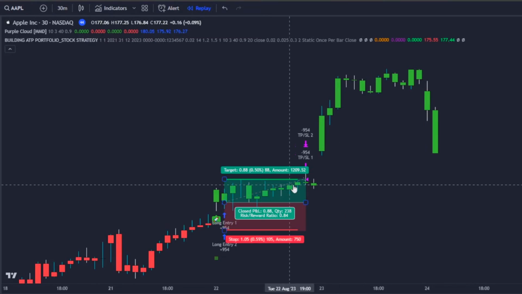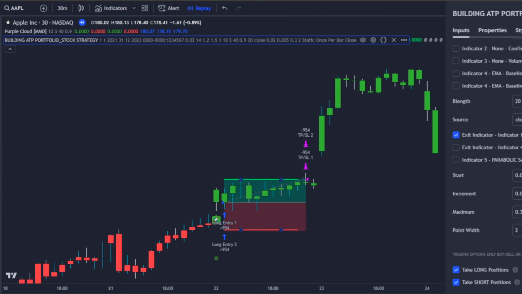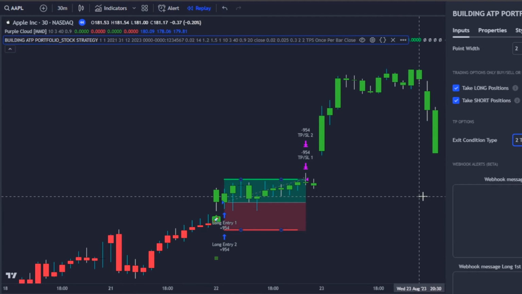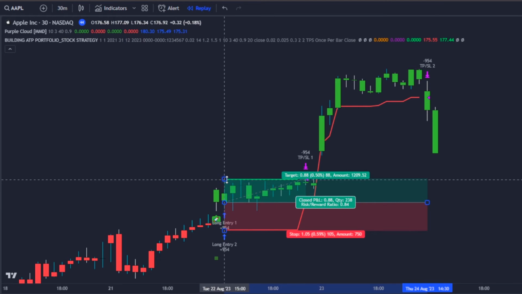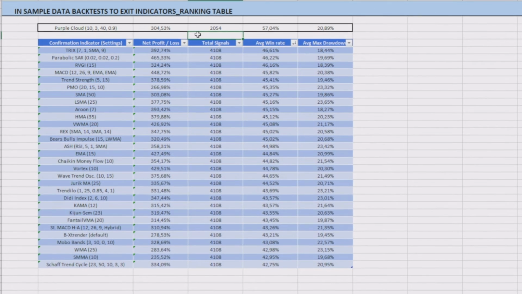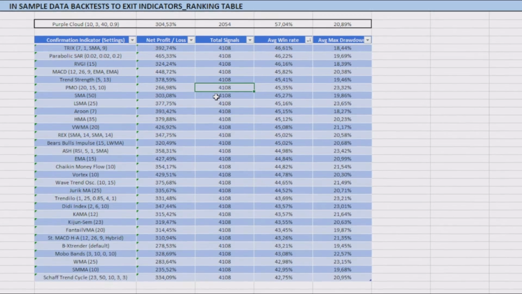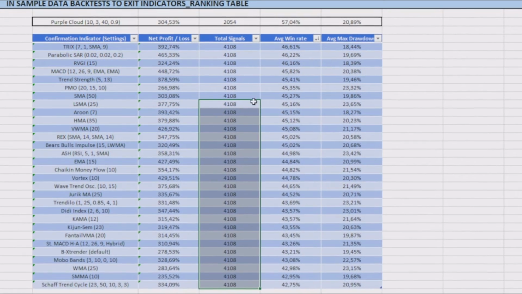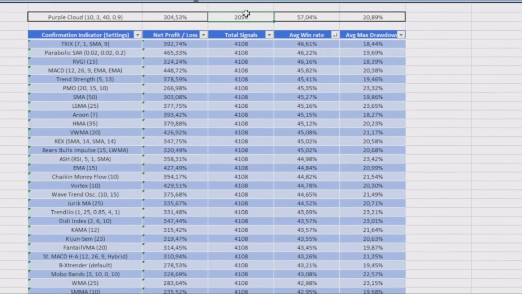The only difference is that when I implement the exit condition, my bot divides the risk per 2 trades to be able to close 50% on the take profit 1 and the other 50% when the exit criteria are activated. So, although I have 4,108 trades in every exit indicator, they correspond to 2,054 valid trading signals from our strategy.